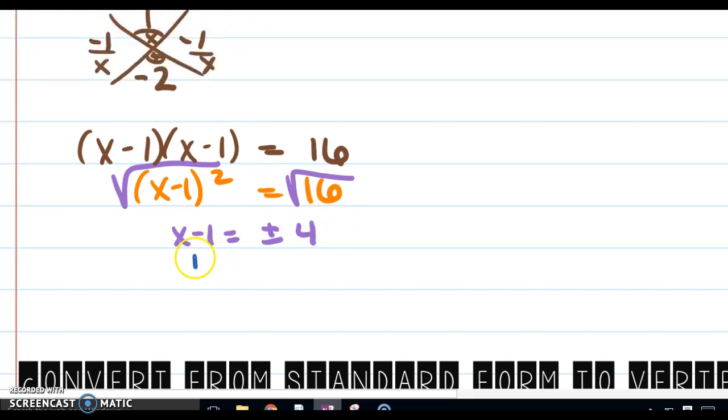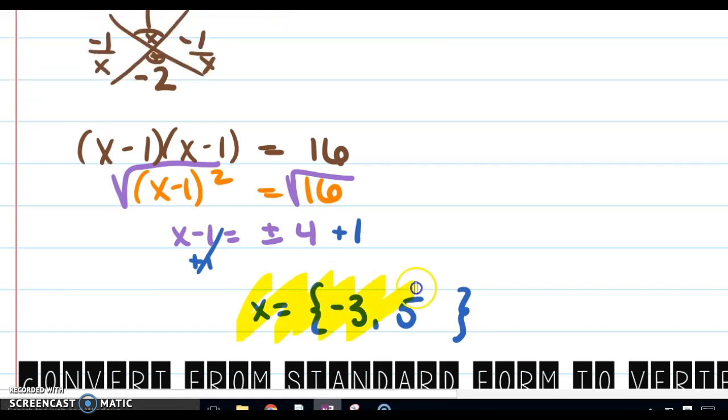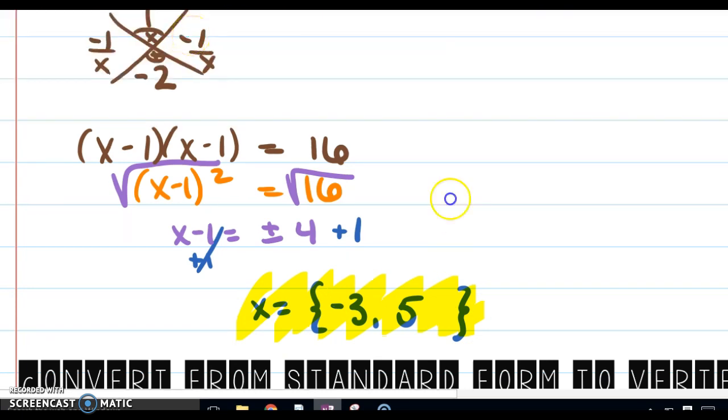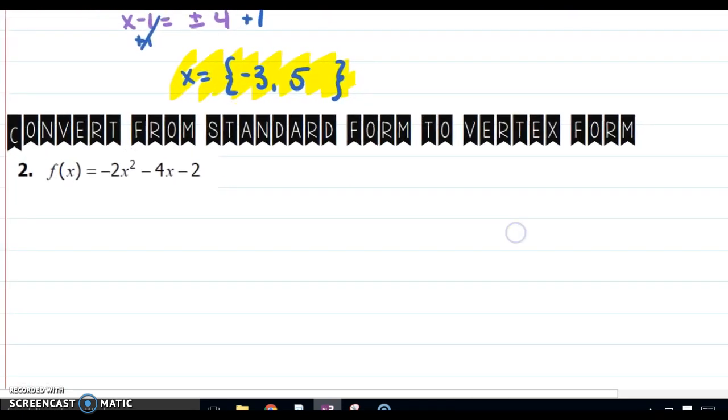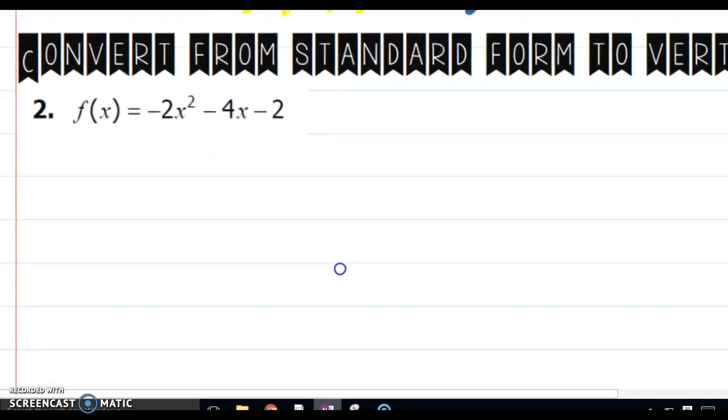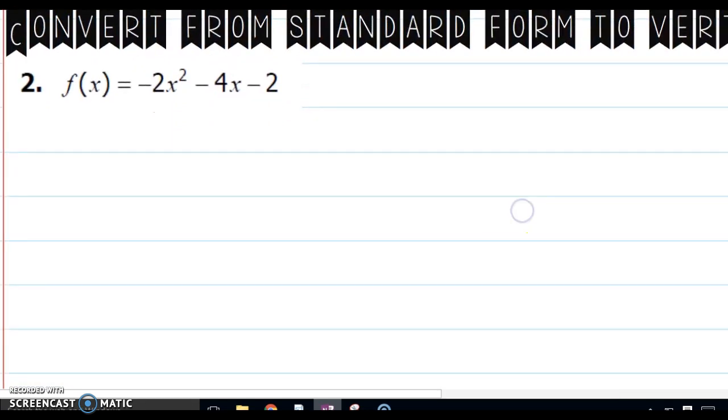To get x by itself, we're going to add 1, and you get x equals, you put squigglies, and we do the minus as the lower number and the plus is the bigger number. So -4 plus 1 is -3, and 4 plus 1 is 5. And those are your solutions. Always put in squigglies. Now, another way that we use completing the square is to convert from standard form to vertex form. This is a little bit more difficult using the same stuff.